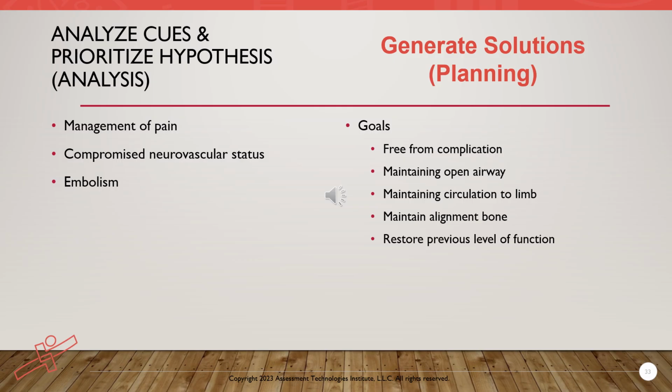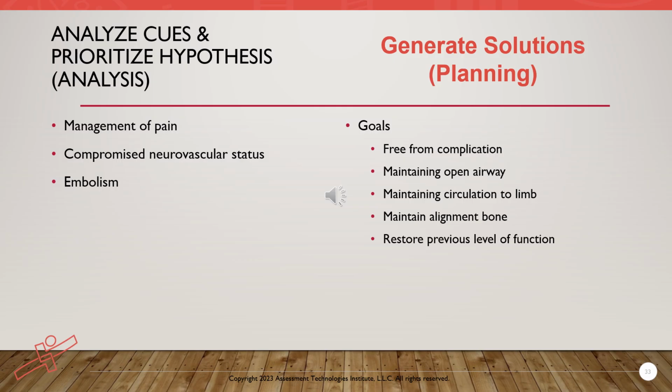Compromised neurovascular status. Based on cues such as numbness and tingling, weak or absent pulses, pale or cool extremities, delayed capillary refill, increased swelling. This is a high priority hypothesis as it suggests compartment syndrome, circulatory obstruction, or nerve damage. Compromised neurovascular status requires immediate reporting to prevent permanent damage.